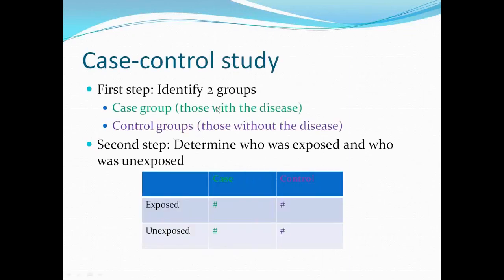And so in the case control study, the first step for researchers is to identify 2 different groups. They identify the case group, or those with the disease, and then they identify the control group, or those people without the disease. And then their second step is to determine who is exposed and who is unexposed. And then they can examine the relationship between the exposure and the outcome.